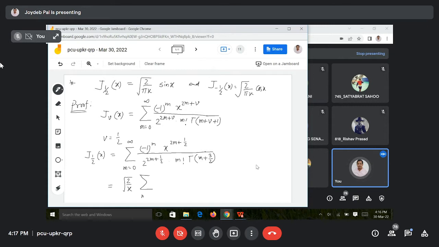So it will be what? Look, I have taken extra x to the power half in the denominator, so I have to multiply x to the power half in the numerator. Yes, sir. Therefore it will be x to the power 2m plus 1. And square root of 2, I have taken extra, so 2 to the power 2m plus 1 in the numerator; multiply that root 2 in the denominator. It will be 2 to the power 2m plus 1.